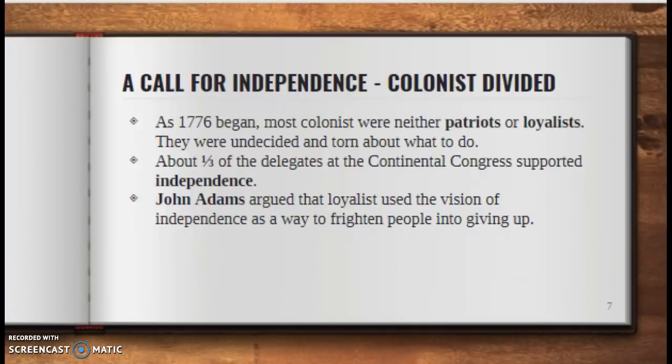The colonies were divided tremendously. As 1776 began, most colonists were neither patriots nor loyalists. They were undecided and torn about what to do. Only about one third of the delegates at the Continental Congress actually supported independence. John Adams, who was the second president of the United States, argued that loyalists used the vision of independence as a way to frighten people into giving up, suggesting that independence would cause chaos and violence and that the colonists would never survive on their own.